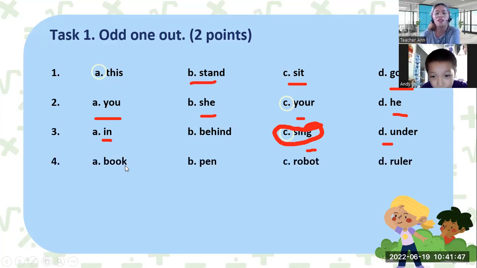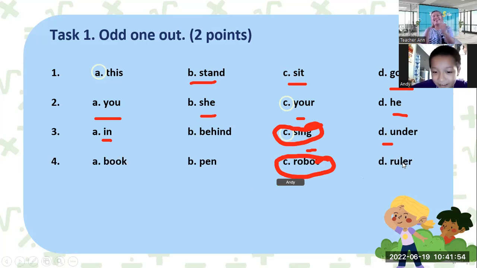Okay, four. What is the difference? A book, a pen, a robot, or a ruler? Okay, very good. It's a robot. Why do you think, Andy? Why is the robot different? Because it's a toy. Okay, correct. A robot is a toy, teacher. But the book, the pen, and the ruler are all school materials or school things. Very good, Andy. Great job.